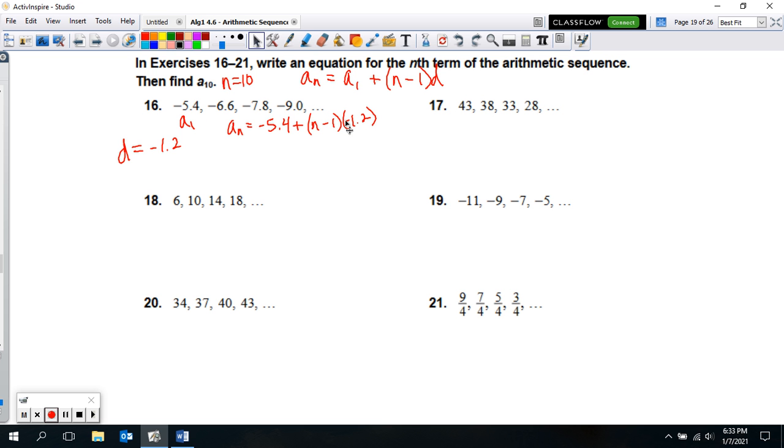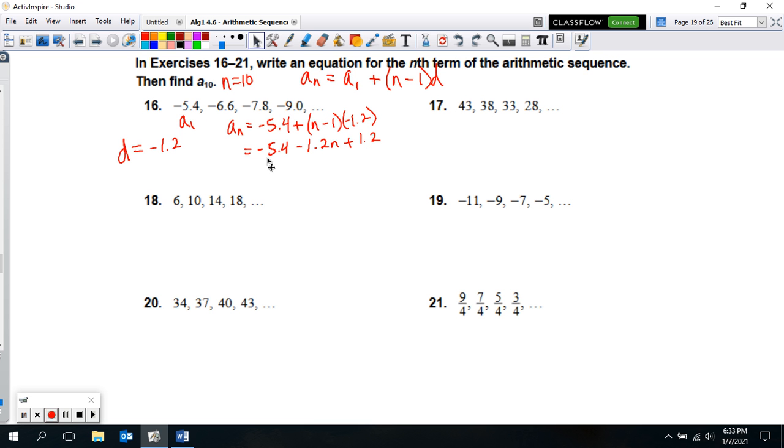We don't want to leave our answer this way. We do want to clean this up, so we want to get it more like in y equals mx plus b format. So we need to just multiply negative 1.2 times n and times 1. So again, negative 5.4 here, and then negative 1.2n would be next, and then multiply. Negative times negative will be a positive 1.2. 1 times 1.2 is still 1.2.